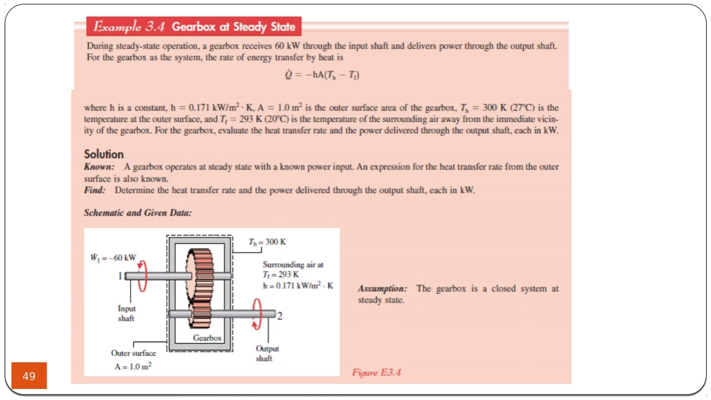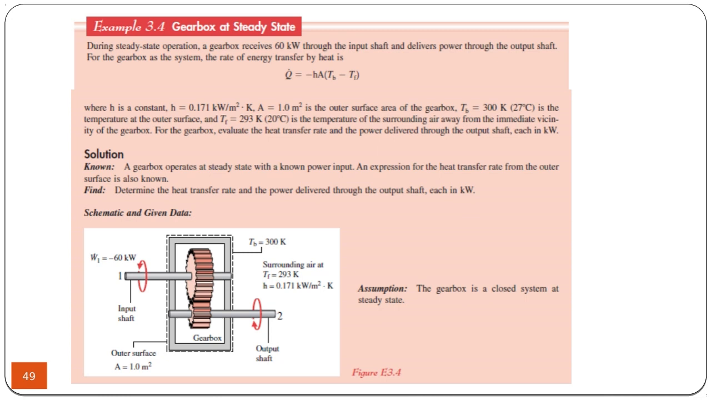Another example is a gearbox. In this gearbox, there is an input shaft and an output shaft. The input shaft has a power input of 60, and note that it has a minus sign because the work is done on the system. That's why it has a minus sign. The output shaft also has a work value, but it's going to be a positive one because in this case the system does work on the surroundings. So here work is done on the system. Here work is done by the system on the surroundings.